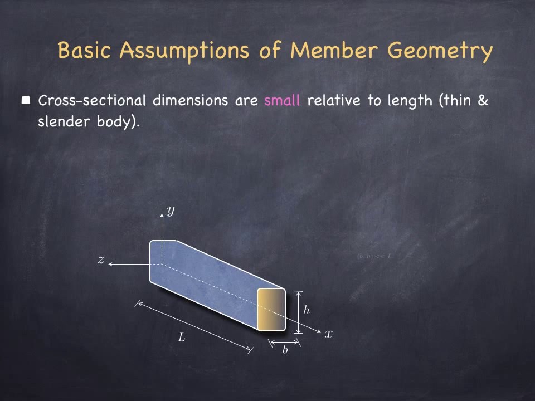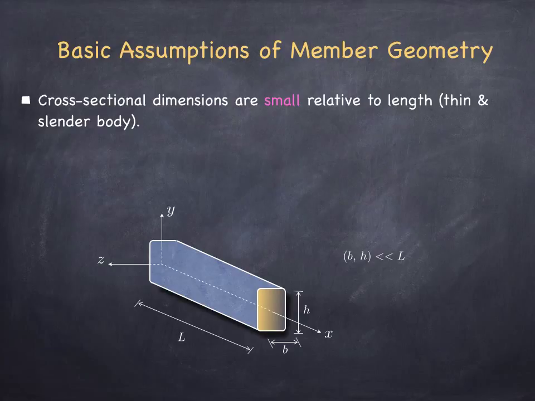The basic beam theory that we're going to discuss, namely the Bernoulli-Euler beam theory, is going to be based upon certain assumptions of member geometry and deformations. The first of these assumptions is that the cross-sectional dimensions are small relative to the length of the beam, so that we're looking at a thin and slender body.